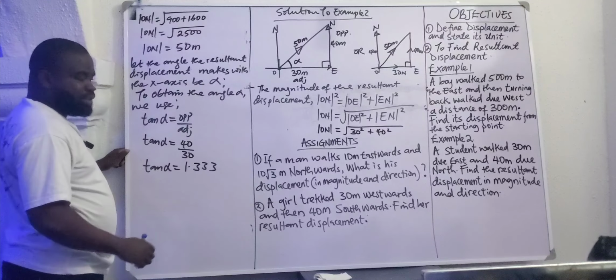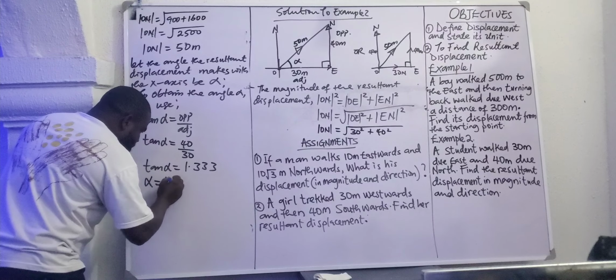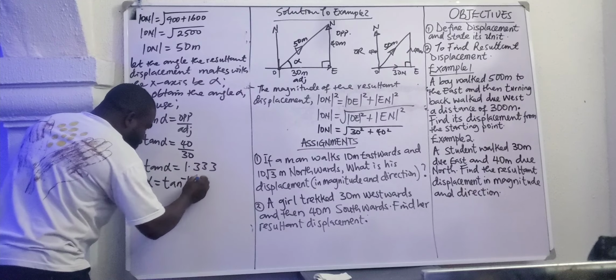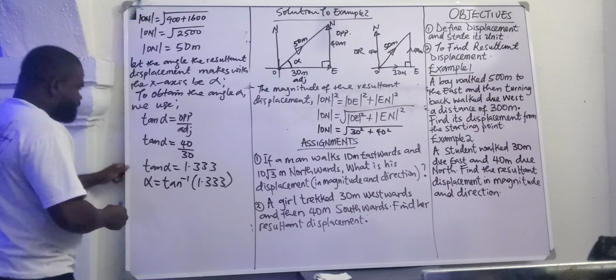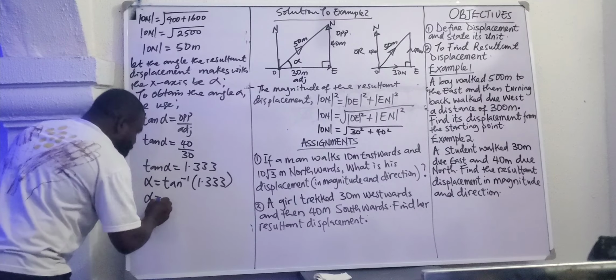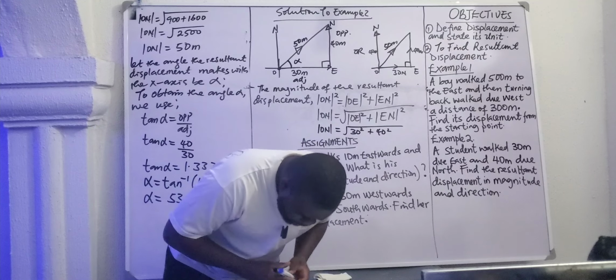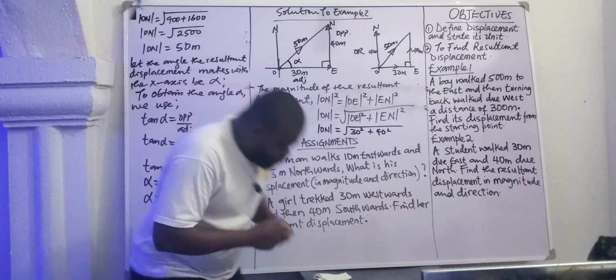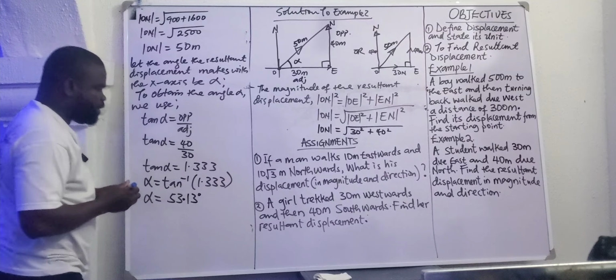1.333. Now, to get alpha, you will take tan inverse. So we say alpha is equal to tan inverse of 1.333. Once you take tan inverse, that gives us 53.13 degrees.